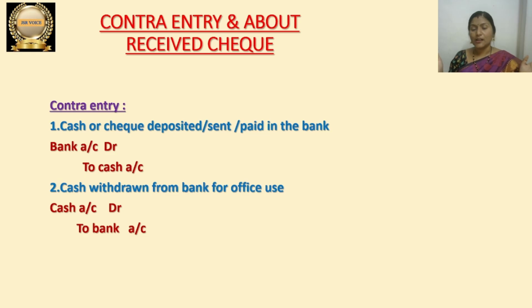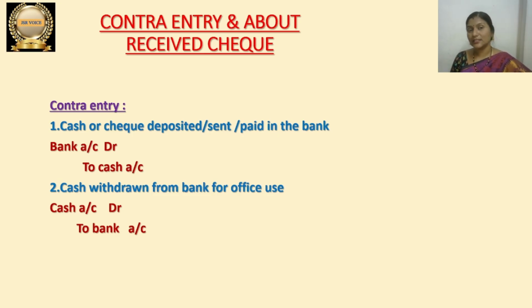Clear? Whenever you write bank, put the amount in cash column. Whenever you are writing cash, put the amount in bank column. So this is how you are going to post contra entry transactions in 3-column cash book, and this is the way how we are going to record the amounts in 3-column cash book. Hope this is clear. In case of any doubts, you can mention in the comment section. And this is the contra entry.